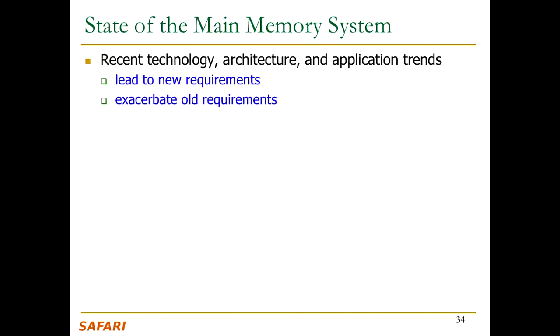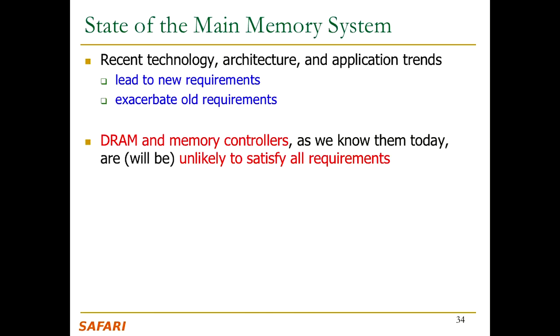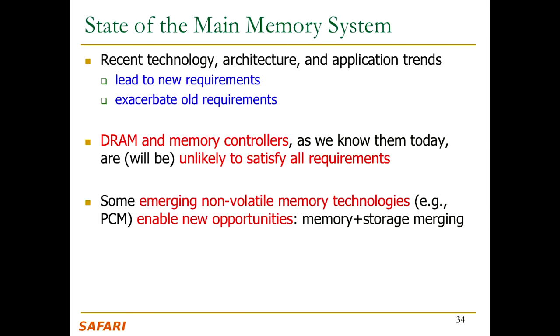So hopefully I will give you some examples showing that DRAM memory is important because DRAM and memory controllers, as we design them today, are unlikely to satisfy these requirements. And we're already experiencing some issues like Rowhammer, as we've discussed. And there are some emerging memory technologies that are non-volatile that enable new opportunities. So we'll talk about that today because this is becoming, it's already become a reality, actually.